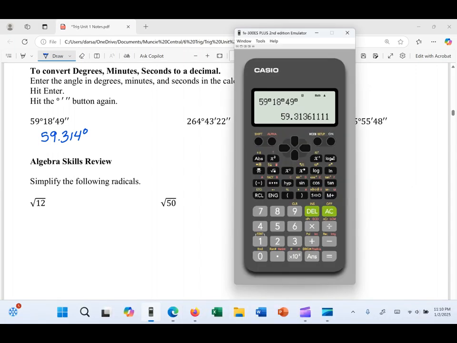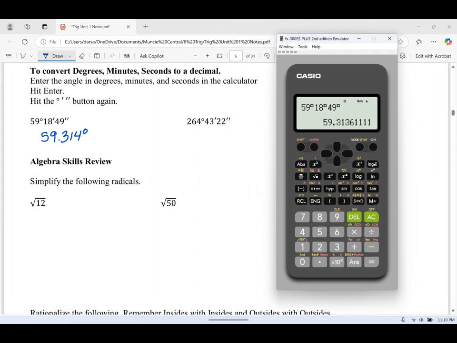Let's try it again with our next example here, which is 264 degrees, 43 minutes, and 22 seconds. So what you can see here is that 43 is a much bigger portion of 60 minutes than 18 minutes was. So we're going to get a much bigger decimal out of this one. So again, hit the equal sign. It's showing you degrees, minutes, seconds, and then hit that degrees, minute, second button again. Turns it straight into a decimal, 264.723.